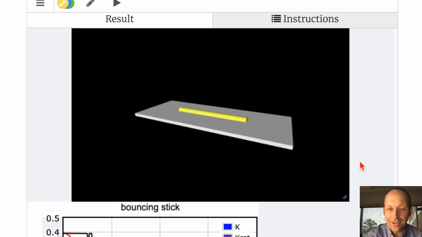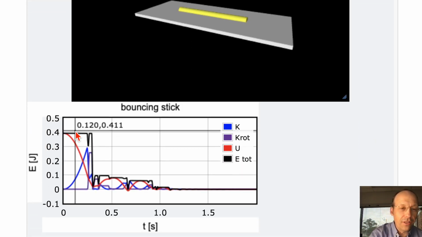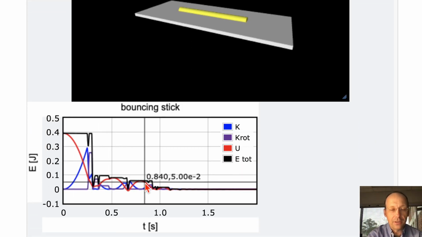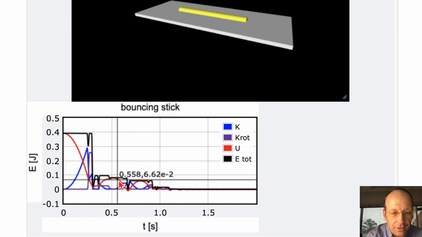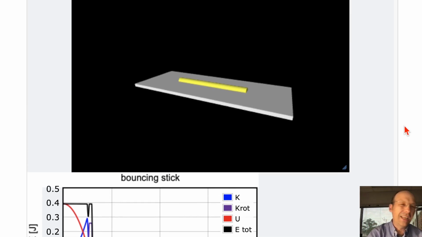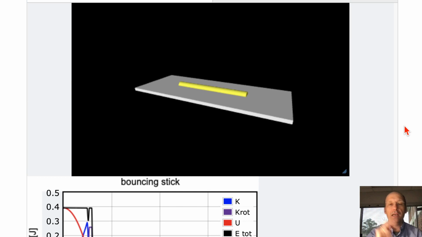I like it. Okay, and let's look at the energy. So the energy, the first bounce, second bounce, third bounce. And each time it bounces, it loses energy until it stops. This is pretty awesome. You could make it less or more bouncy by changing the value of that second spring constant. There's a whole bunch of stuff you could play around with.